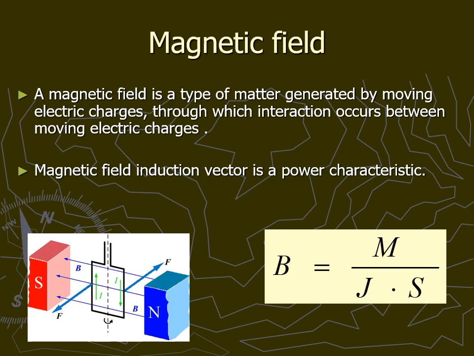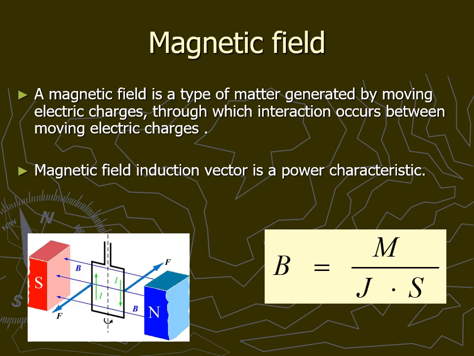The next thing we remember is the magnetic field. In other words, a magnetic field is a kind of matter that is generated by moving electric charges, and Oersted pointed out the existence of a magnetic field around a current conductor. By means of a magnetic field, we have an interaction between moving electric charges.